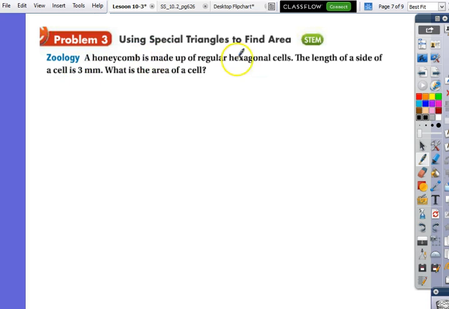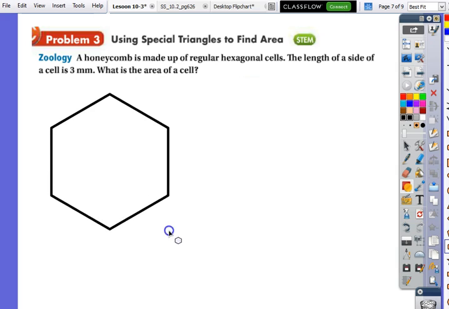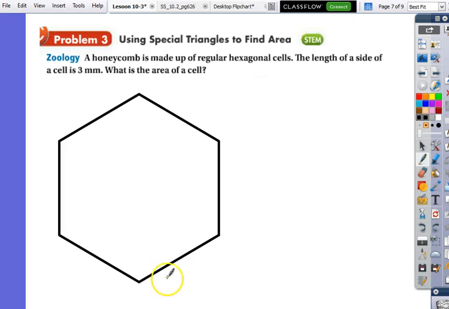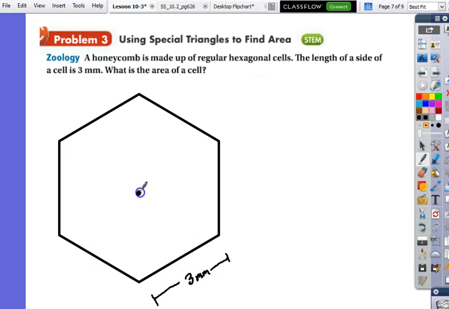A honeycomb is made up of regular hexagonal cells. So I'm going to draw a regular hexagon. Actually, I'm going to use the Active Inspire tool to make a regular hexagon, really big. I know that the length of one of the sides is 3 millimeters, and I need to find the area. That's all the information I'm given. So here's where that stuff becomes important. If I know the center, and I know the angle of the radius, and the angle of the other radius, what's this angle right in here?